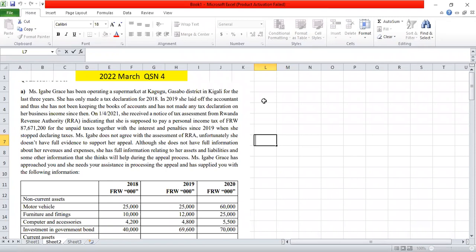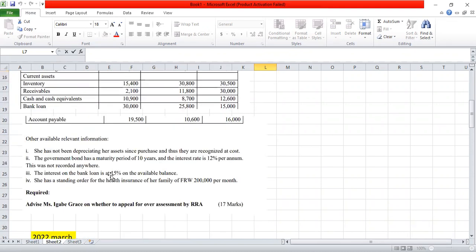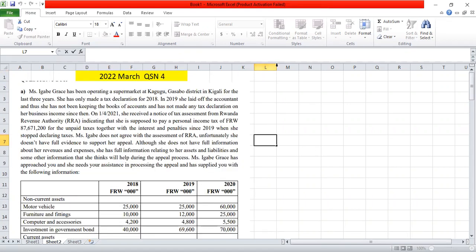Ms. Igabe Grace has approached you and she needs your assistance in processing the appeal and supplied you with the following information. So these are the financial reports for the company, and these are the additional information. We are supposed to advise whether to appeal for over-assessment. It's similar to what we saw in our previous part.